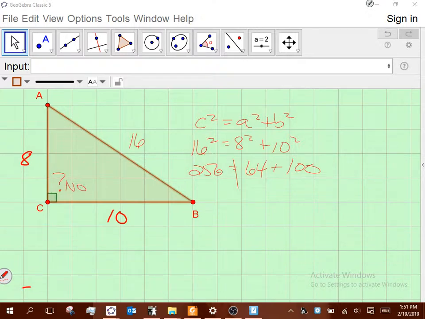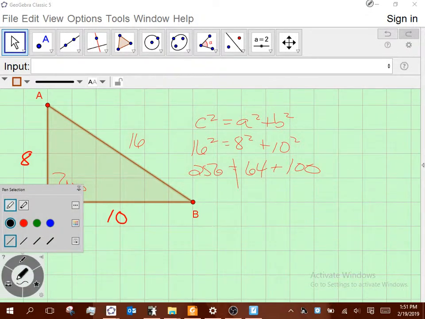No. Okay, so if it's not a right angle, like I said with that idea of standing in the corner, we should be able to say, well, then it's either obtuse or acute, right? Based off this information here, the way I determine whether it's obtuse or acute is I'm going to take c squared. If it's equal to a squared plus b squared, that is a right triangle.